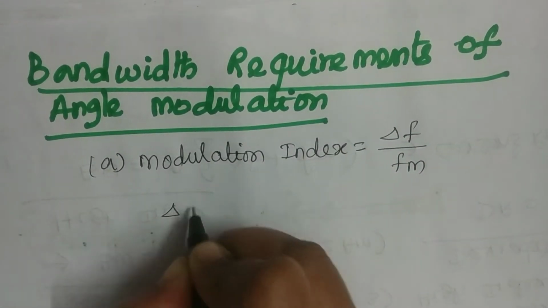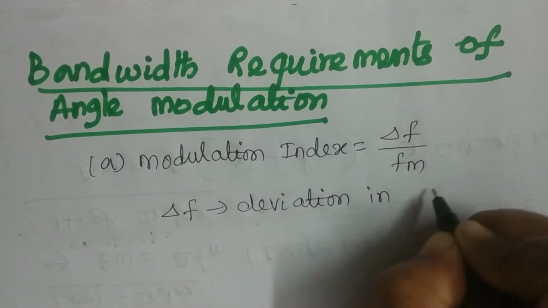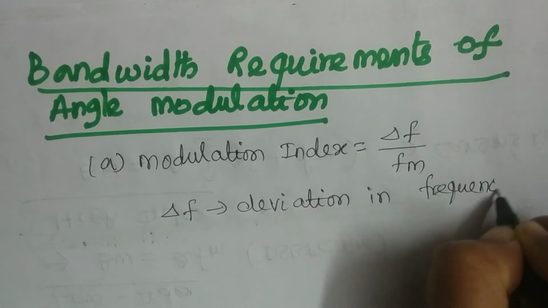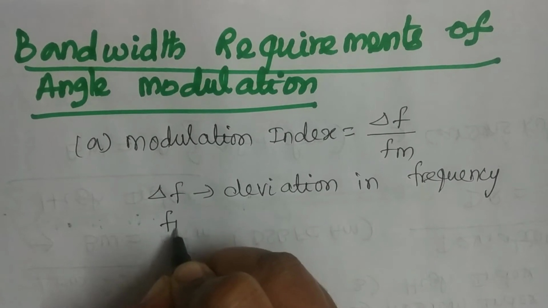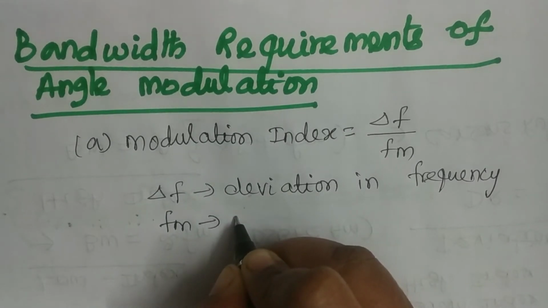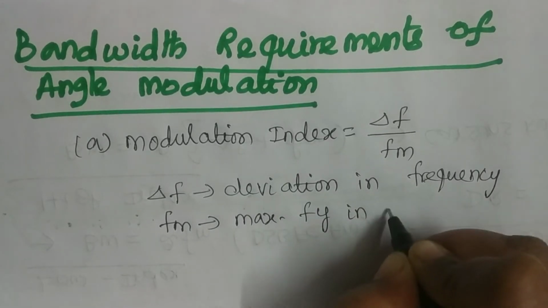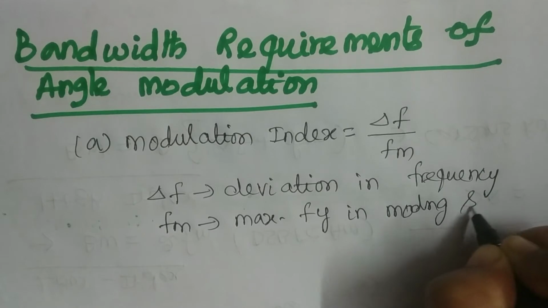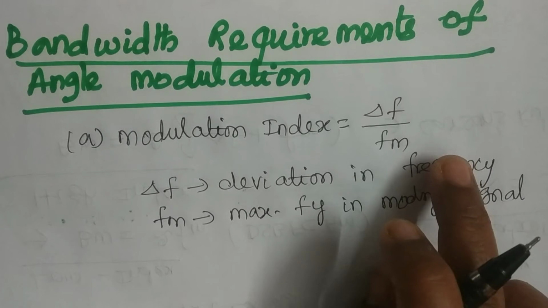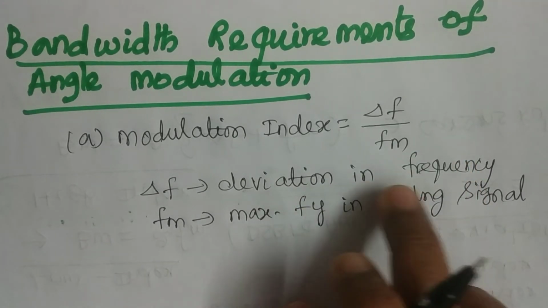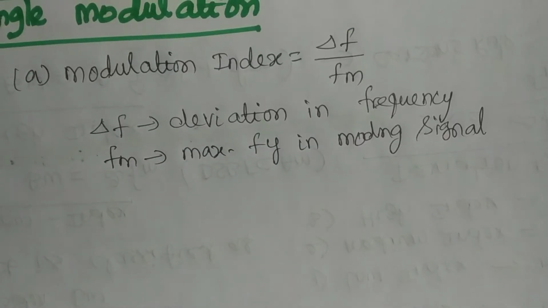the deviation in frequency, del F, divided by FM, where FM is the maximum frequency in the modulating signal. So this is the modulation index, del F by FM, where del F is nothing but the deviation in frequency, and FM is nothing but the maximum frequency in the modulating signal.